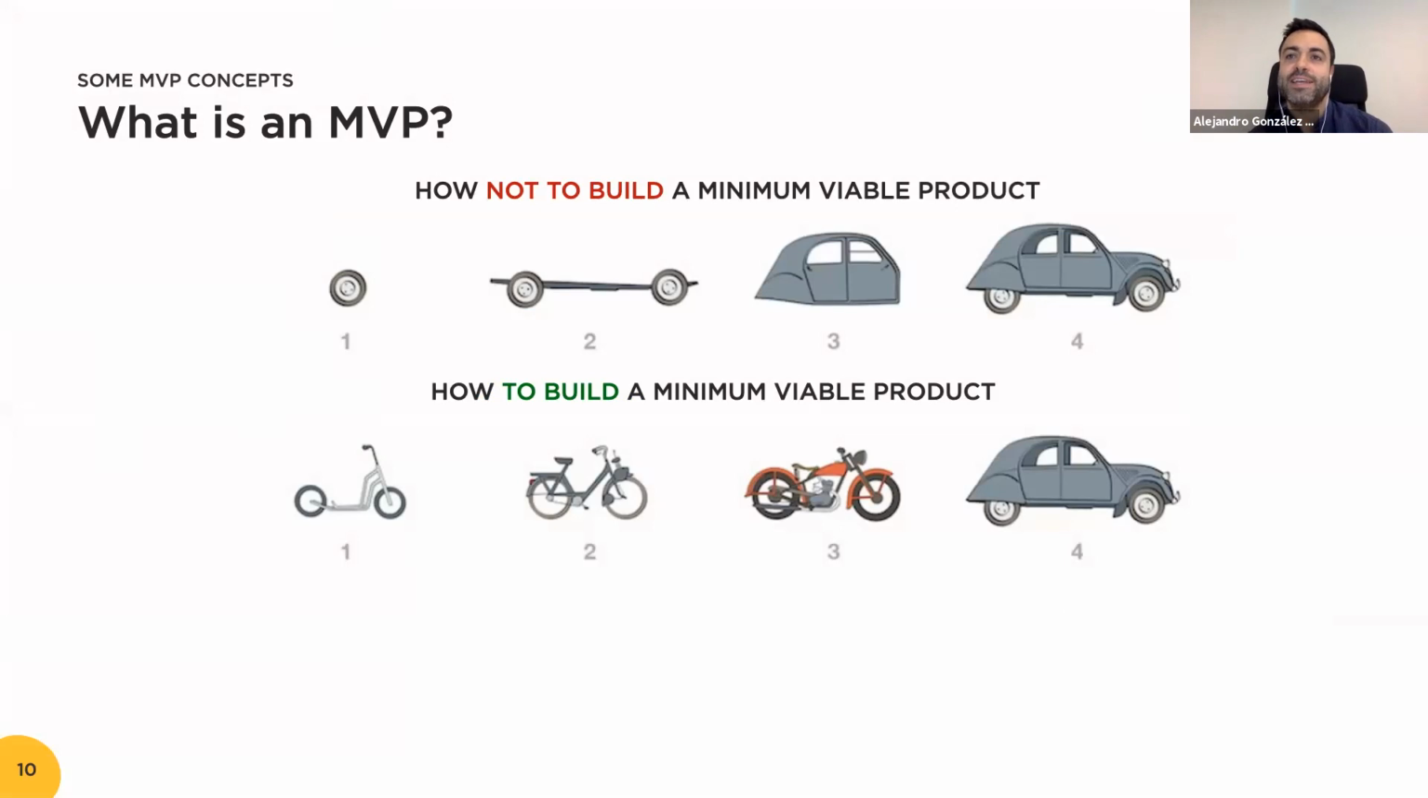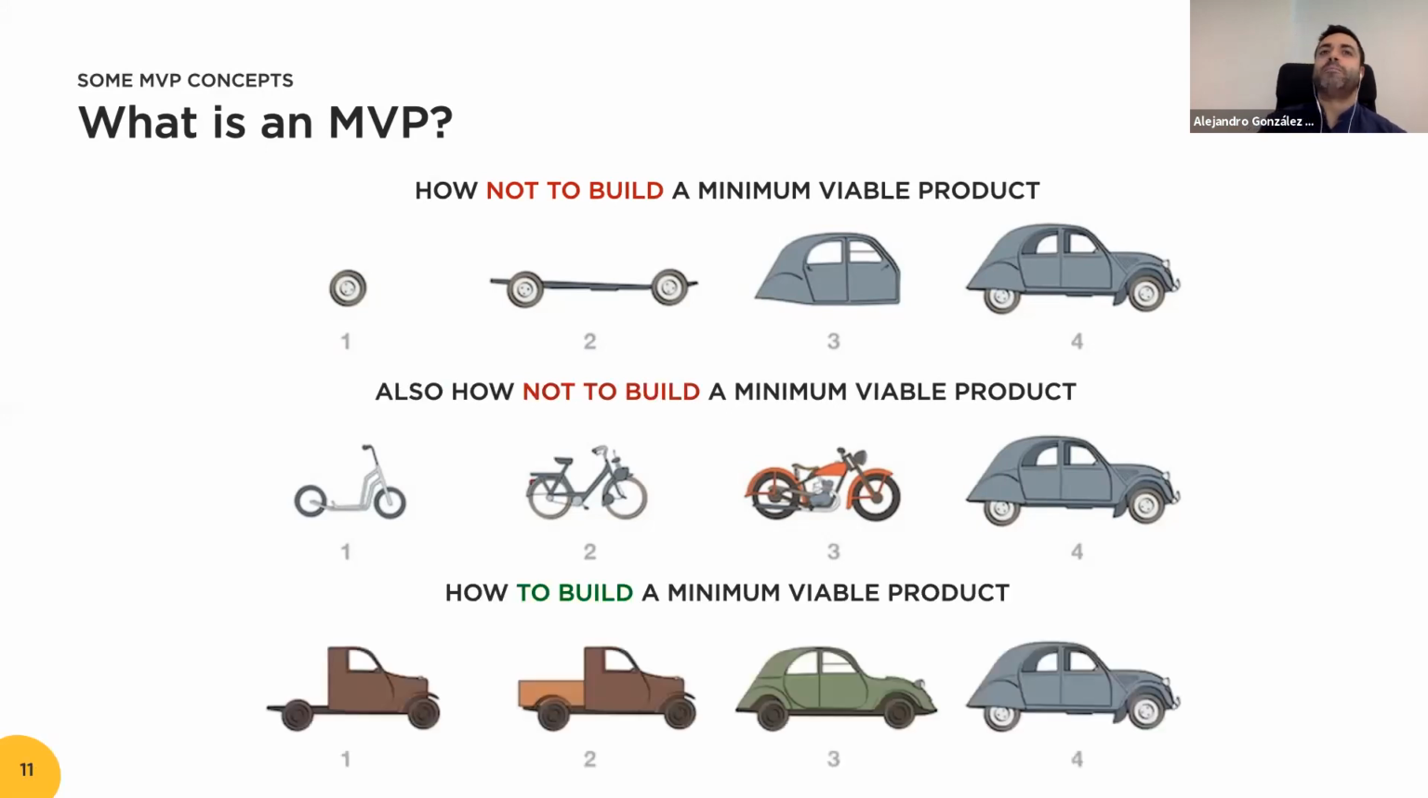In the first line you have a car, right, where you are starting from 1 wheel, then from 2 wheels, and then finally you achieve to get a car. And what they have typically is how to build a minimum viable product. They have a scooter, a bicycle, a motorcycle, and then a car. But I will say this is actually not how to build a minimum viable product.